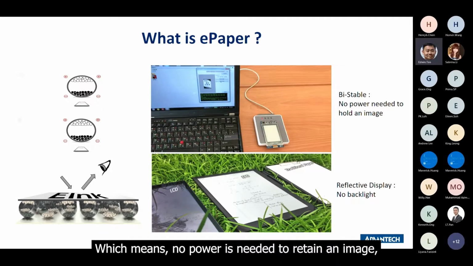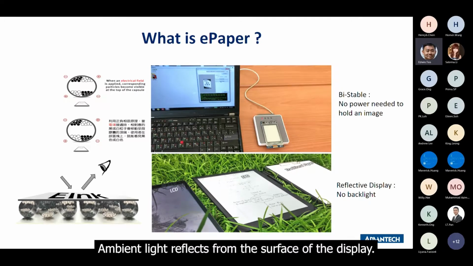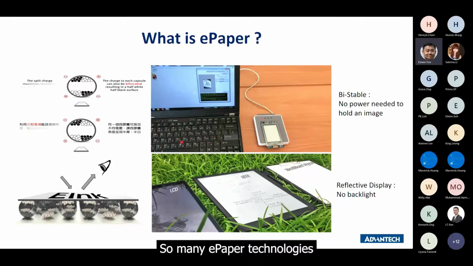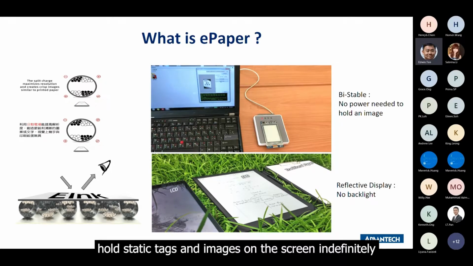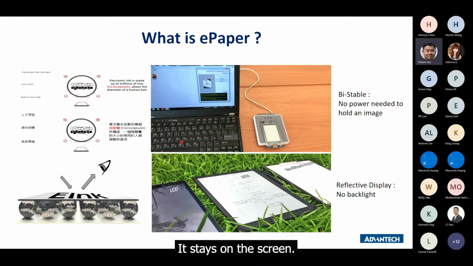One of the key things about ePaper is that it is what you consider bistable, which means no power is needed to retain an image, and it is also reflective. Ambient light reflects from the surface of the display. So many ePaper technologies can hold static text and images on the screen indefinitely without electricity. It stays on the screen.